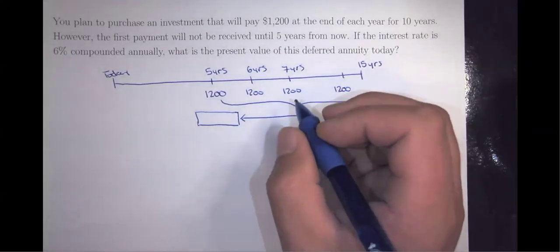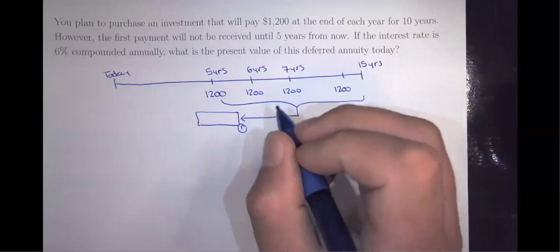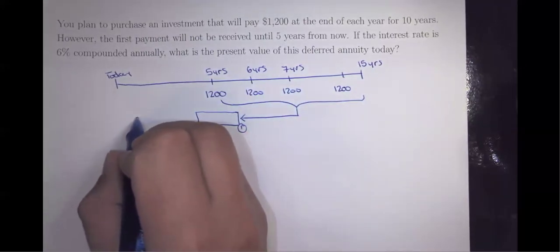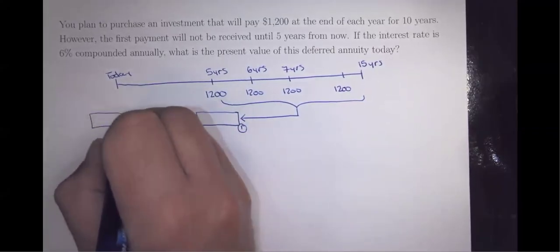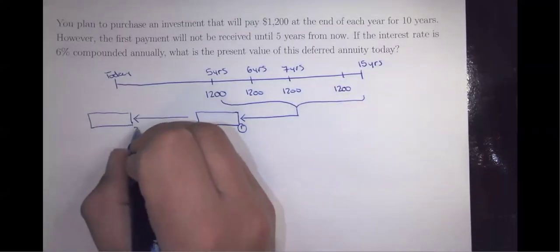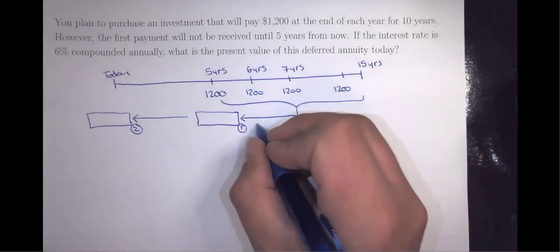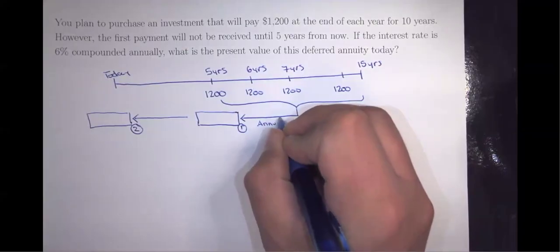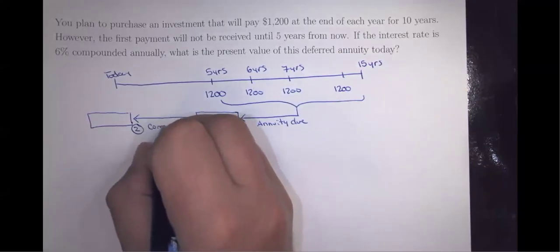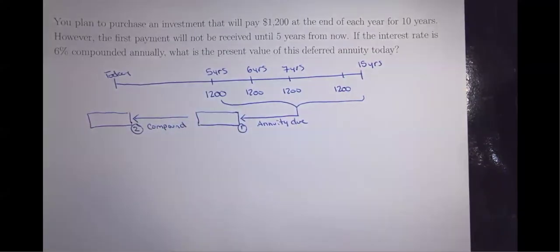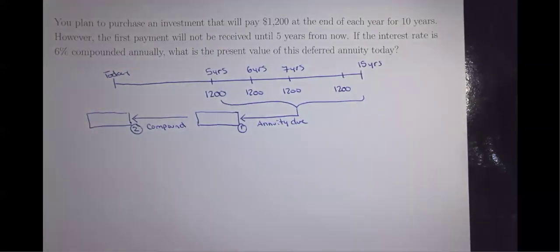So in this instance, if we call this the first calculation, that'll be our present value of the annuity. And then we're going to bring that back 5 more years to today. That'll be our second calculation. This one is an annuity due. This one is compound. Because we're making no payments, we're just moving a lump sum of money, this money that's in box number 1, over to box number 2.